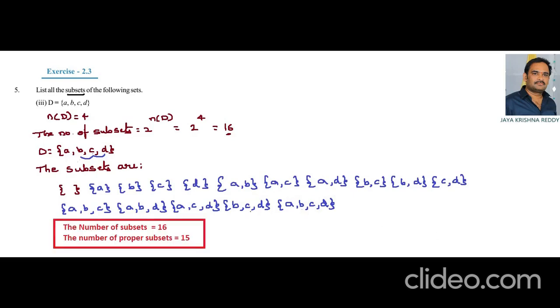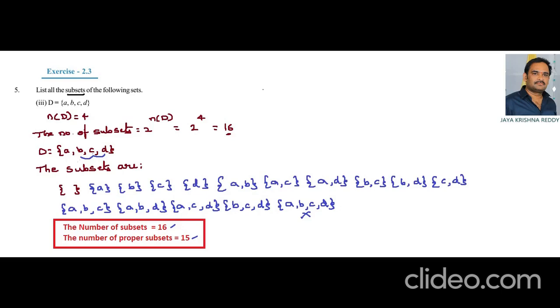Here the total number of subsets is 16, and for proper subsets you have to remove this subset because this subset is exactly equal to the given set. So the number of proper subsets is 16 minus 1, so it is 15. Number of subsets is 16, so to find the number of proper subsets you have to subtract 1 from 16. 16 minus 1 equals 15.